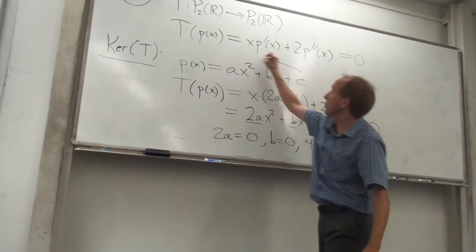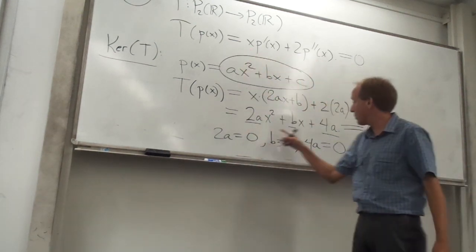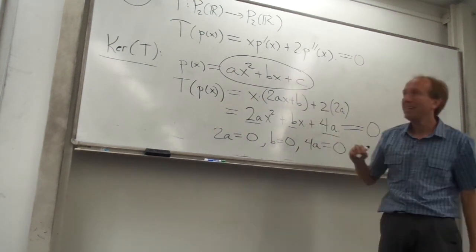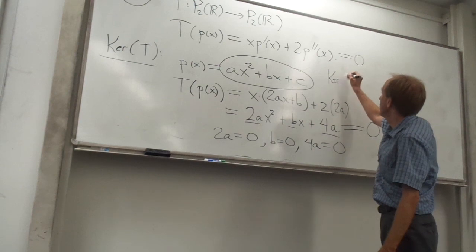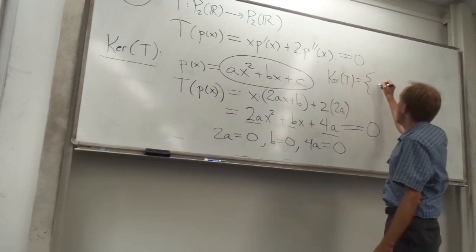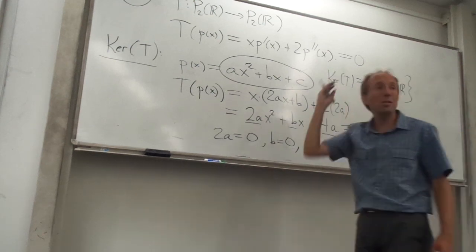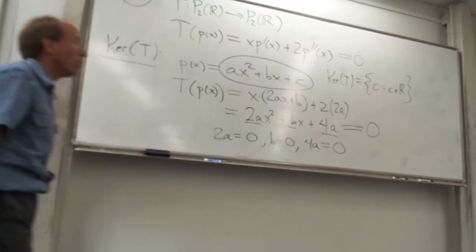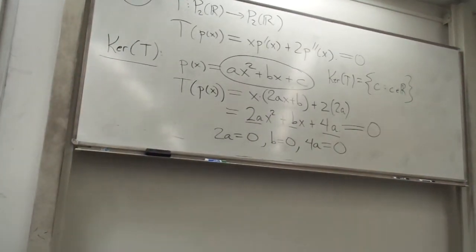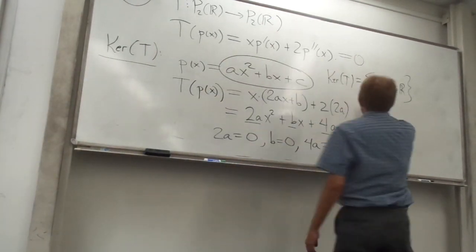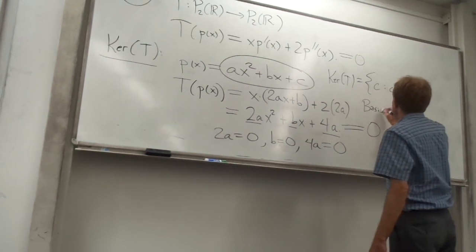So if you come back up to your polynomial, if a is 0 and b is 0, then your p of x is just a constant. So the kernel of T is just the set of constants, the set c such that c is a real number. If you want, you can put it as a free variable and call it t. Same difference. And so what is going to be a basis for the kernel of T?